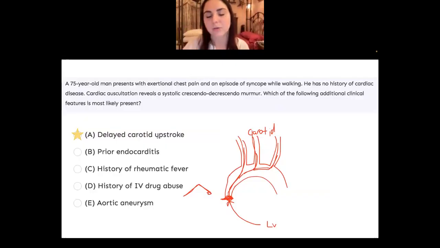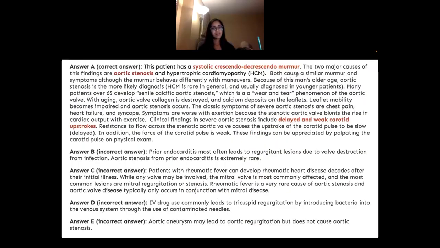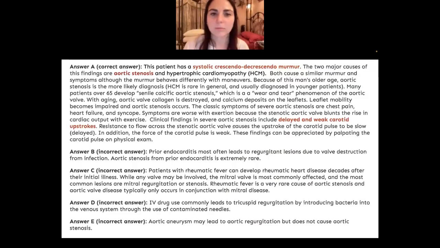That's your delayed carotid upstroke. They could have called this delayed brachiocephalic upstroke, delayed subclavian upstroke. It's just going to take longer because we have a little delay from having a stenotic valve. That makes sense. Is that cool? So he kind of talks about that.